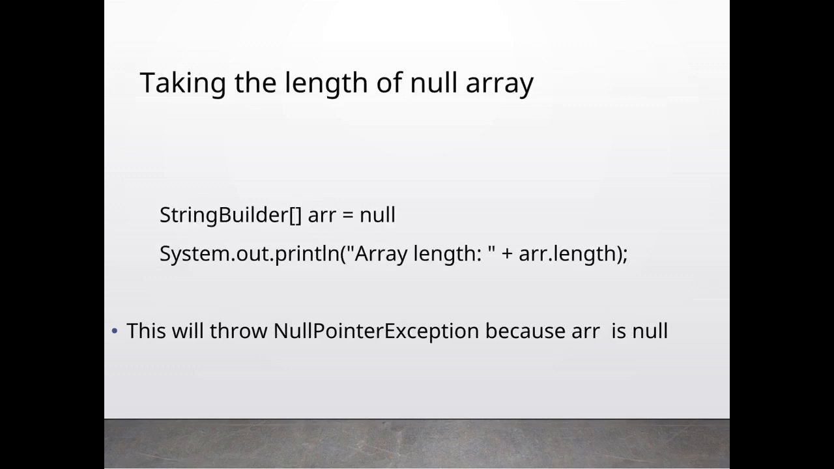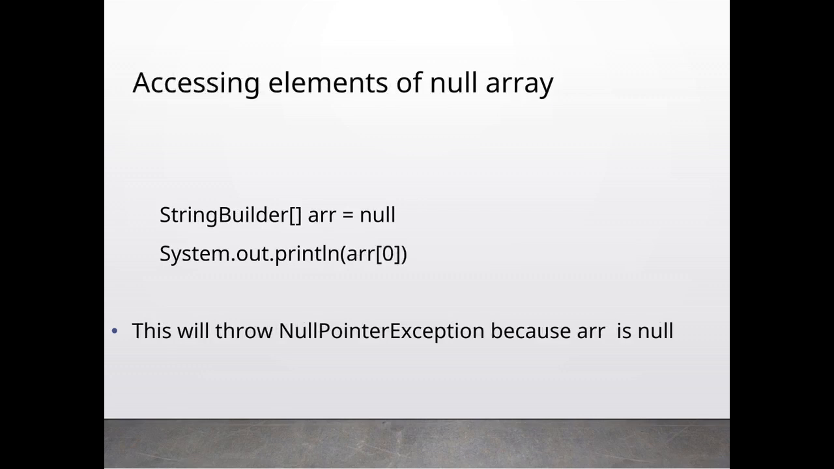Here, we declare string r equals null. Since the array itself is null, asking for its length using .length will cause a null pointer exception. Similarly, if the array is null, trying to access r[0] fails. Java says, you don't even have an array, how can I give you element 0? And throws null pointer exception.